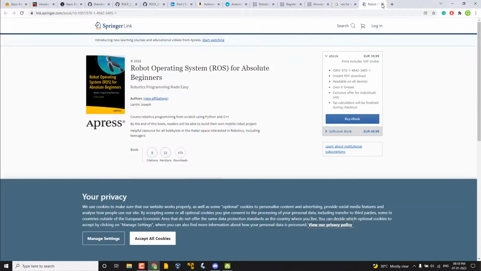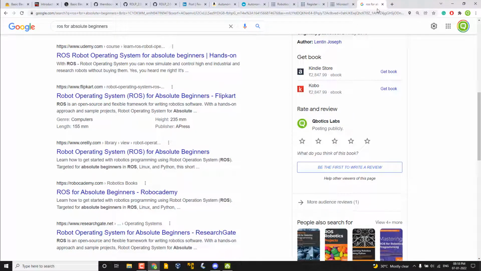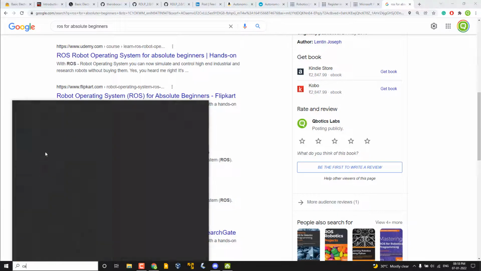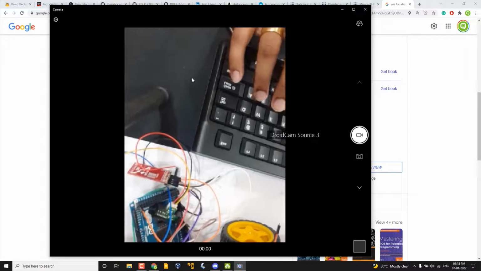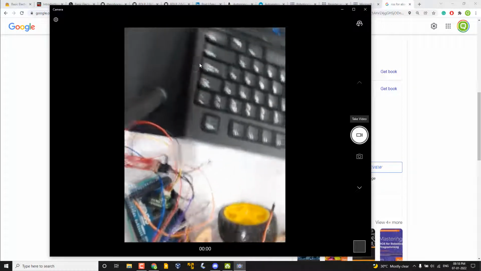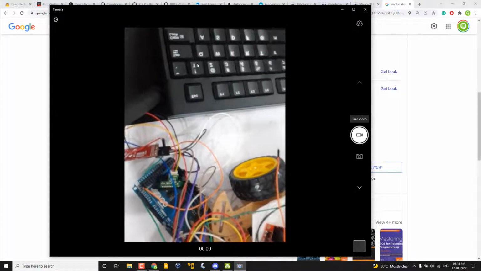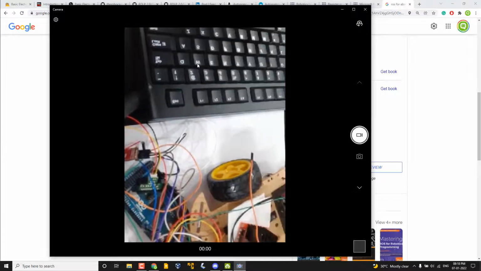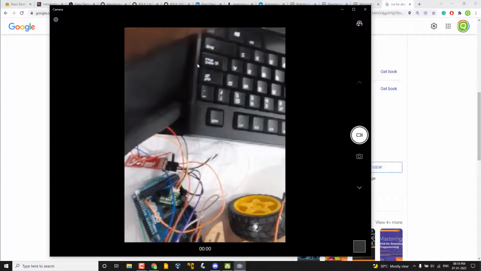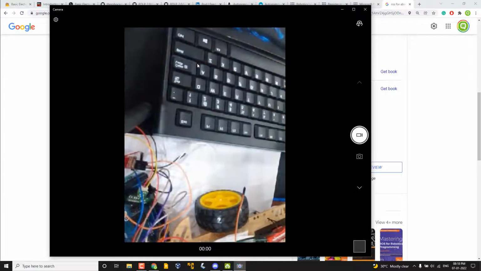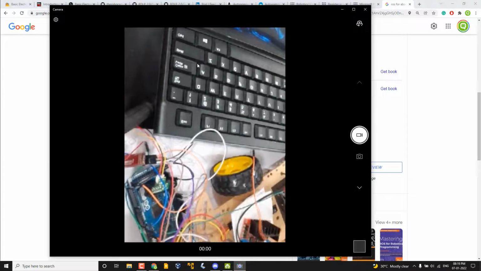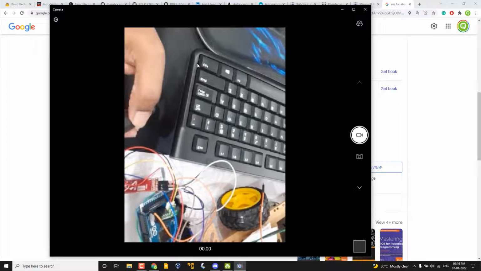So this robot is actually just a prototype. The book is for absolute beginners, right? So I'm just using a very basic robot to work with ROS, and how to interface these robots to ROS. Those kinds of things are mentioned in the book. Okay, I think this would be fine.